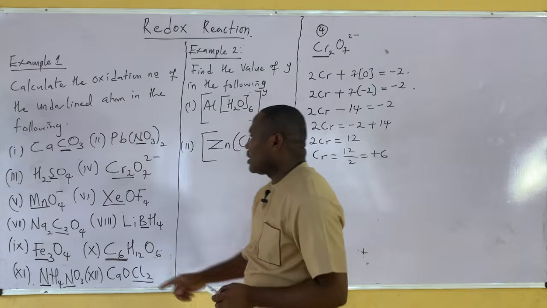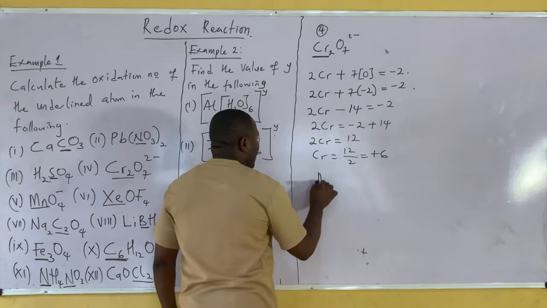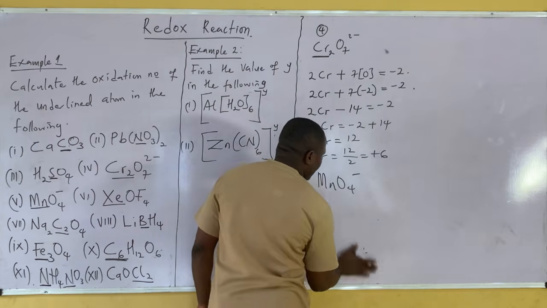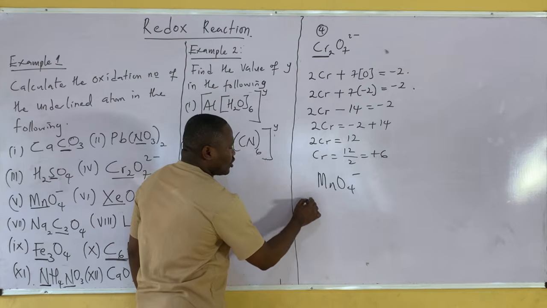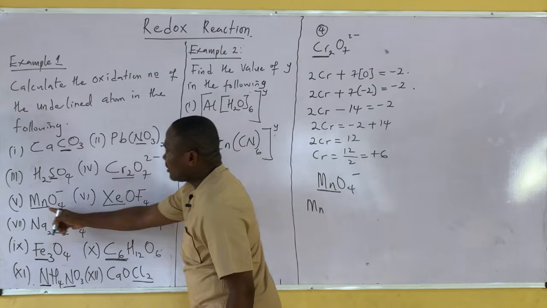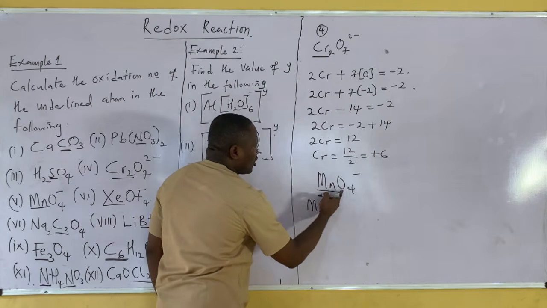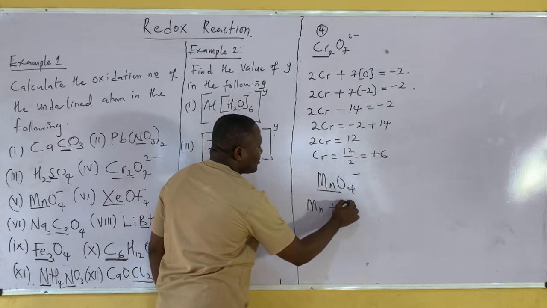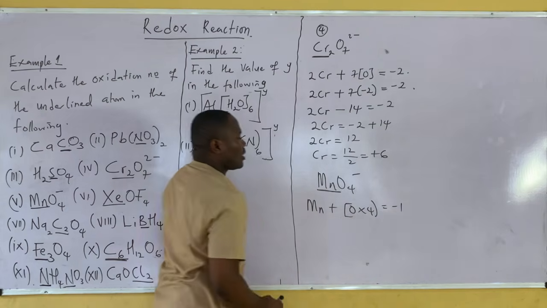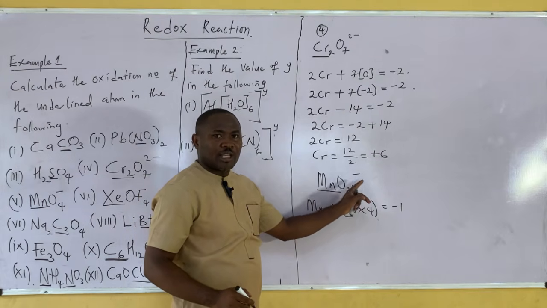The next question now is for number 5. Number 5 says MnO4 minus. MnO4 minus, it means the oxidation number of manganese is what was underlined here. So oxidation number of manganese plus oxidation number of oxygen times 4 is equal to minus 1. Why? The oxidation number of a radical equals the charge that it carries.